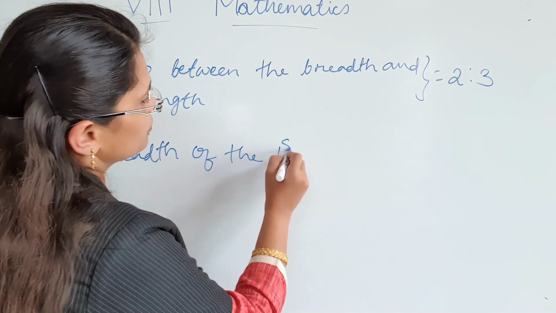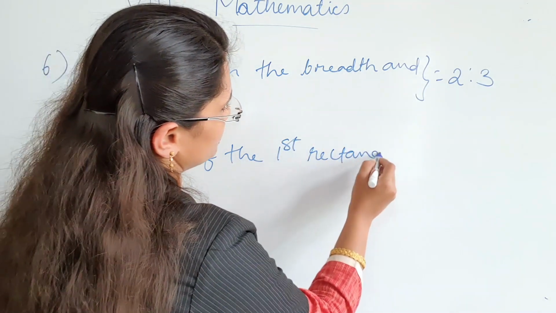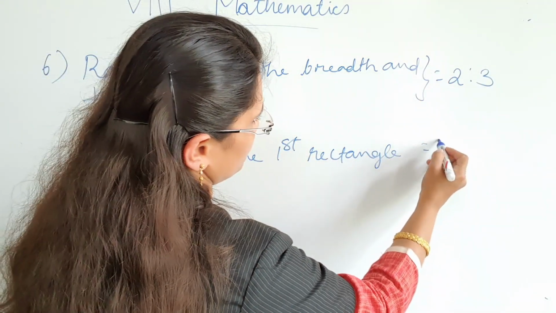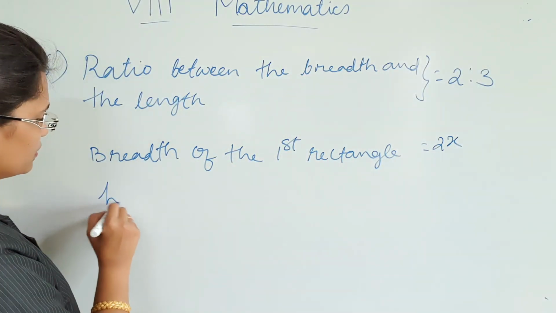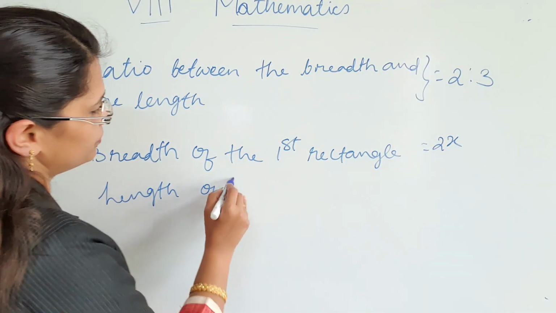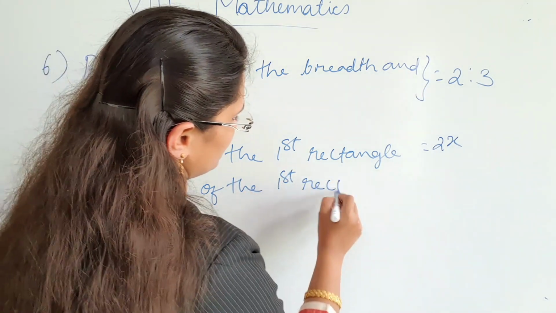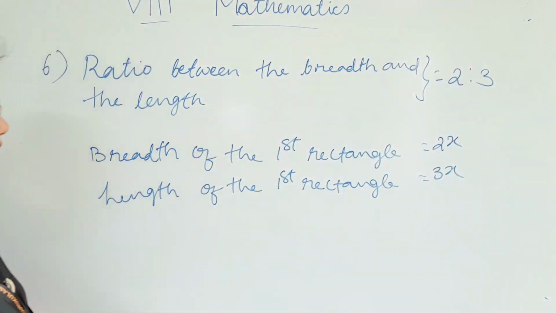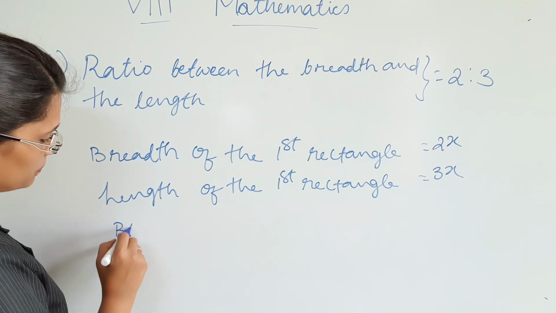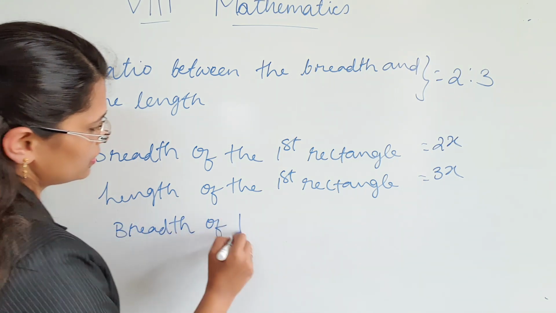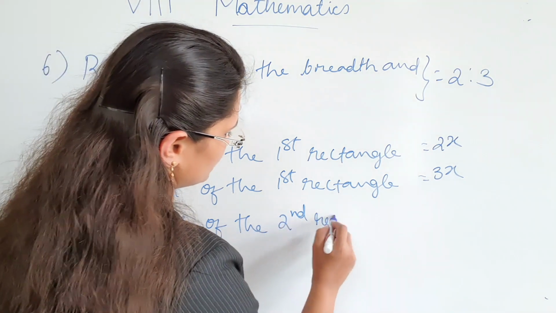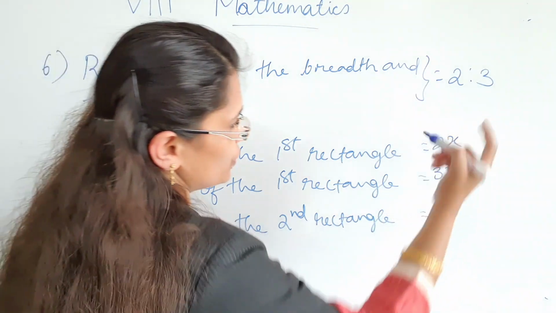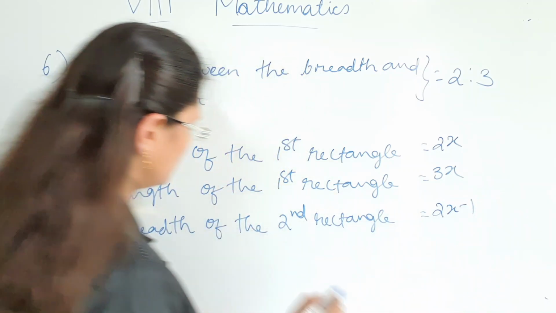Breadth of the first rectangle is equal to... So, first is breadth. It is 2x. Then length of the first rectangle is equal to 3x. Then what about the breadth of the second rectangle? Breadth of the second rectangle is equal to 1 less than 2x. That means 2x minus 1.